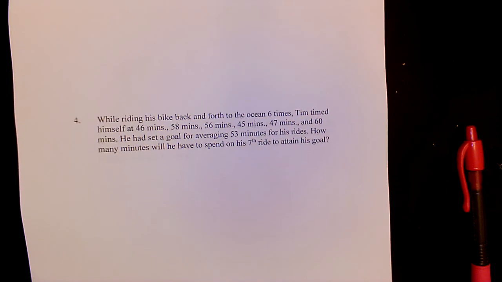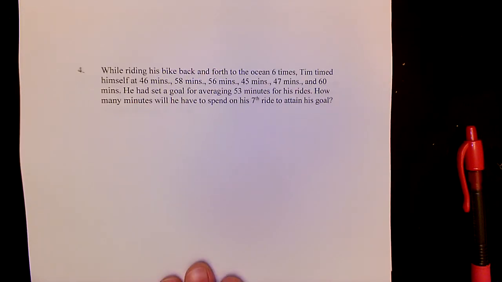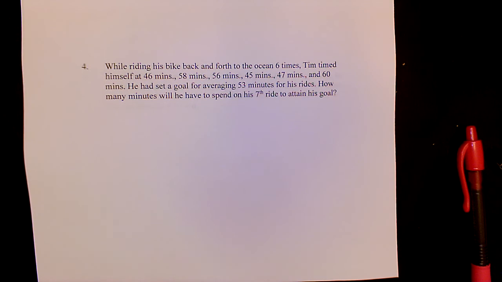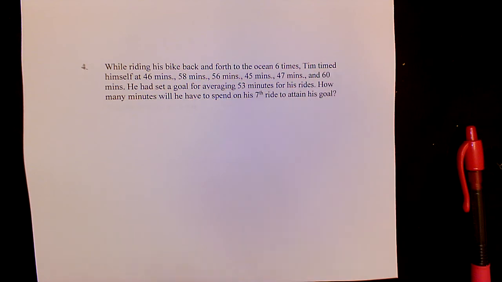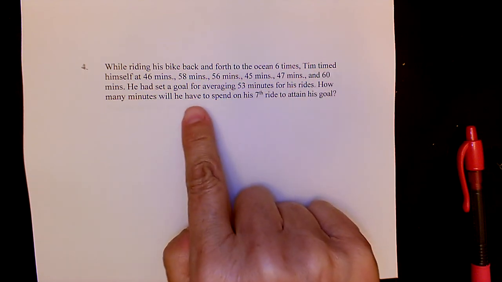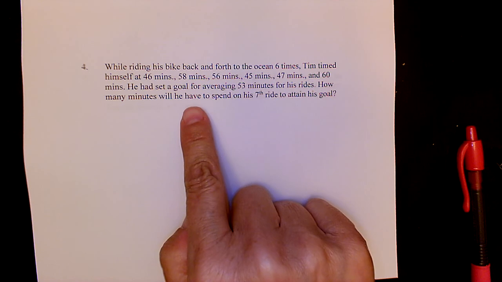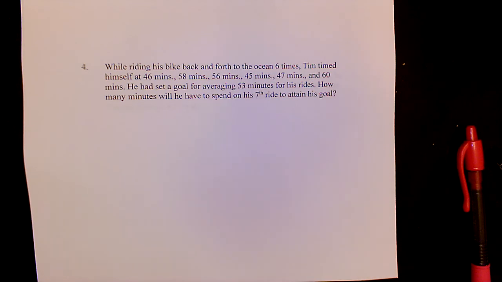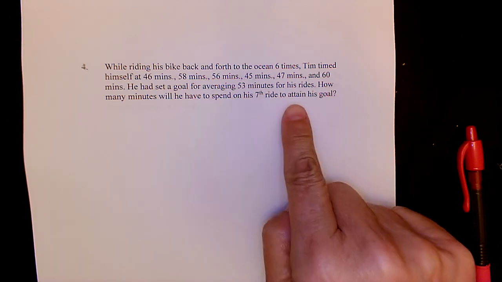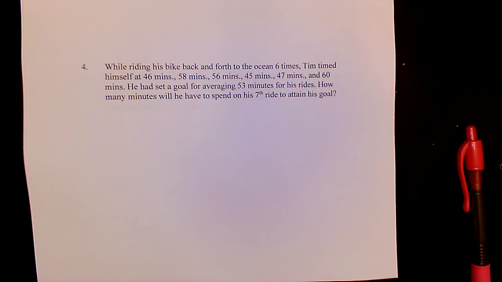We're taking an average. And I did an average at the beginning of the first video. So they're giving us 1, 2, 3, 4, 5, 6 times. And they want to know how many minutes will he have to spend on his 7th ride to get to his goal of 53 minutes. So we want an average of 53 minutes for these bike rides.